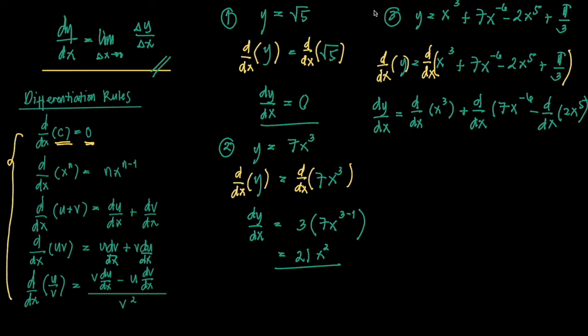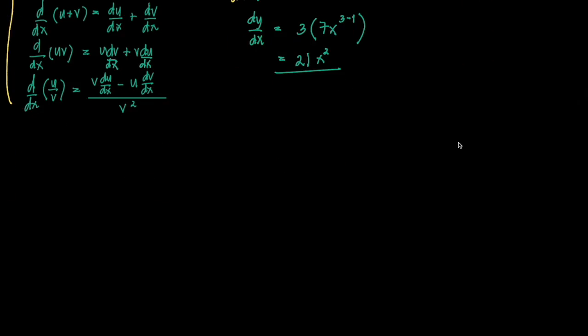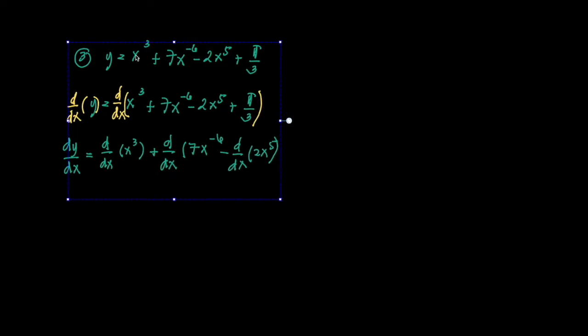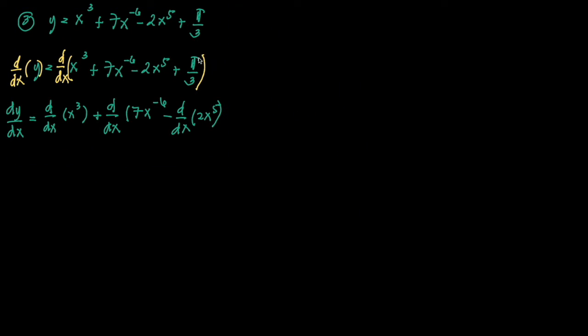So we lack some space here. So let's move this down here. So what's left is this pi over 3. So plus the derivative with respect to x of pi over 3. Now, this simplifies our solution. This now, we can differentiate with the power rule.